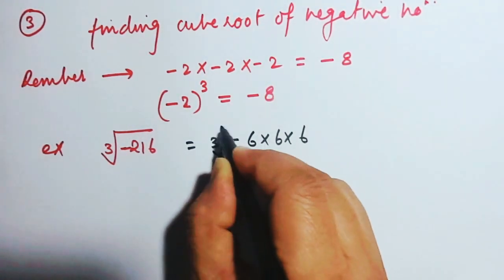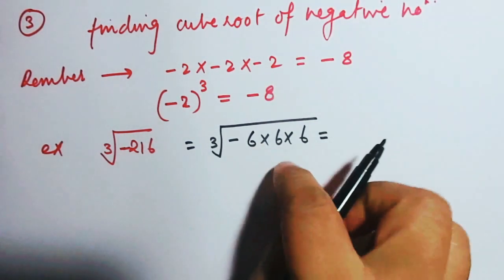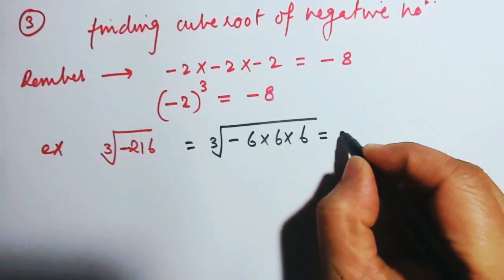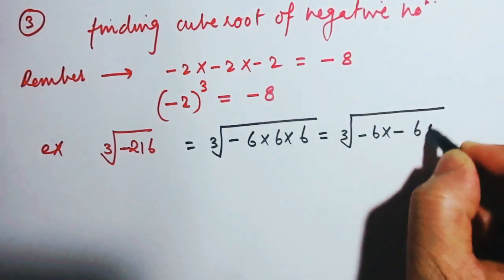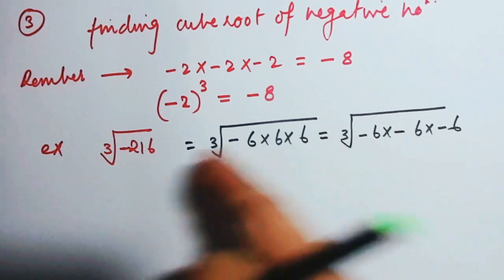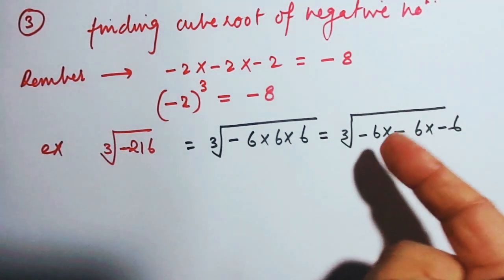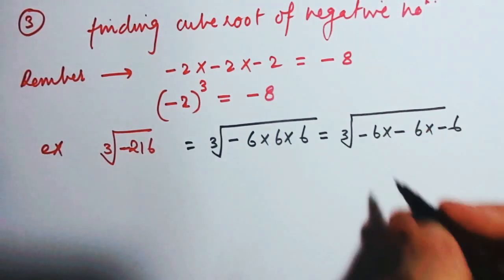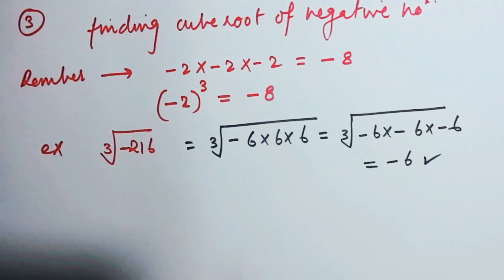Have a look here. Now you will understand it more properly. The same negative sign can be put in all these numbers. Minus 6 into minus 6 into minus 6 will give you the same as minus 216. Now it is easier for you to extract 1 from its triplet, which is equal to minus 6. See how easy it became.